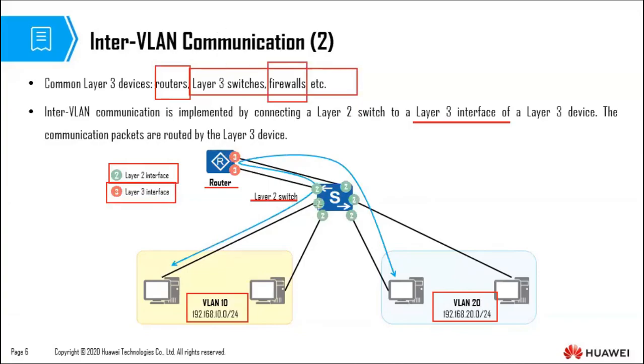So if this PC needs to communicate with this PC, that communication will go like this. It will go to the switch, then the switch will forward it to the layer 3 device. The layer 3 device will forward it back to the switch, then the switch will forward it to this device. Is that clear? Yeah, so inter-VLAN communication has to go through a layer 3 device. So that's what you're really supposed to understand here. It has to go through a layer 3 device. Okay.